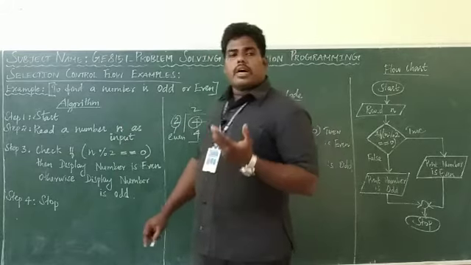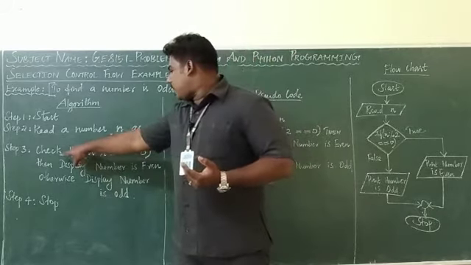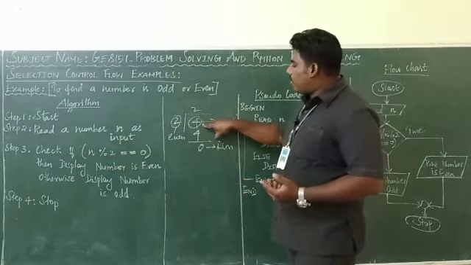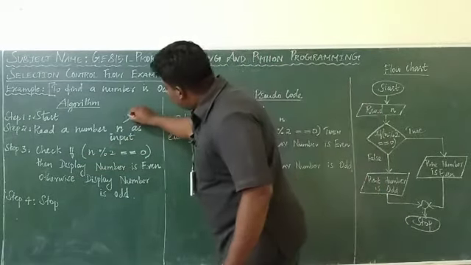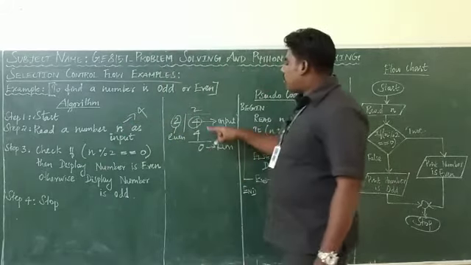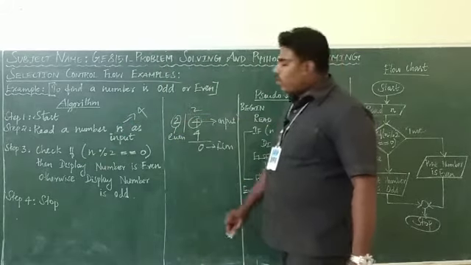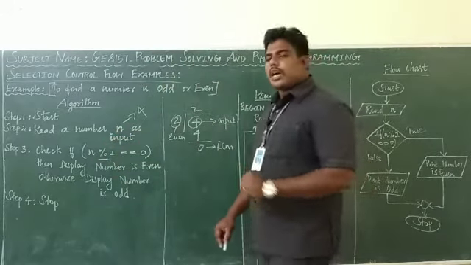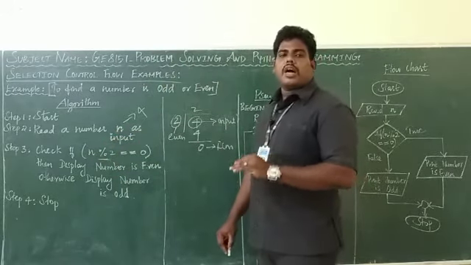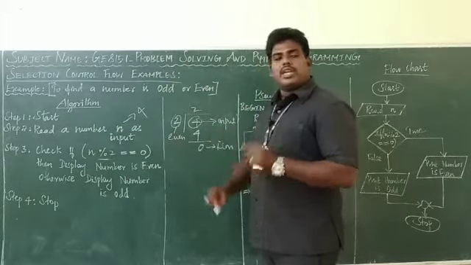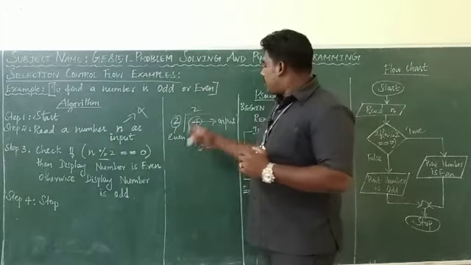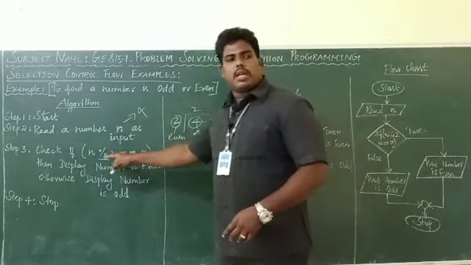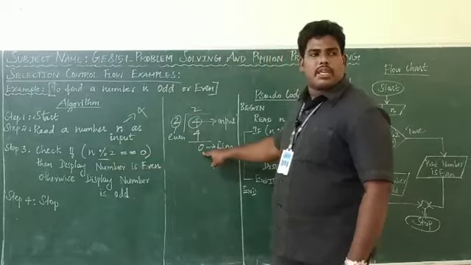Then here I am going to use the selection statement. Check if n, for example, my n value is 4. 4 divided by 2. What is this modulo symbol? What is this percentage symbol? It is called modulo division or remainder division. Normally, when you perform division, it will take the quotient. If you are using this symbol, it will take the remainder part.